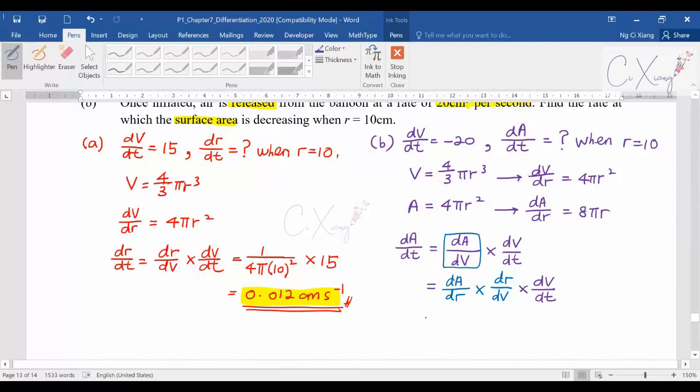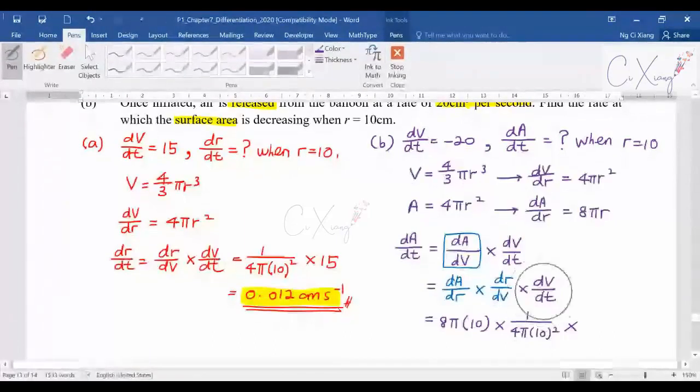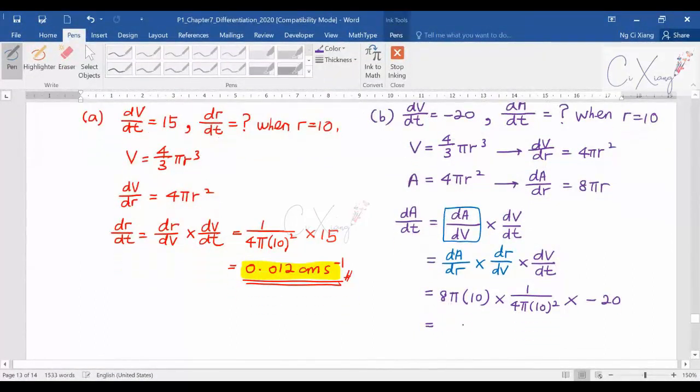When I apply it the second time, I can start substituting values. dA dr is 8 pi r, so you put in 8 pi, with r equal to 10, multiplied by dr over dV. You make this upside down, so you have 1 over 4 pi times 10 squared, then multiply with dV dt, which in this question is negative 20. So you substitute negative 20. It is very simple: if you press the calculator, straight away you will get negative 4.